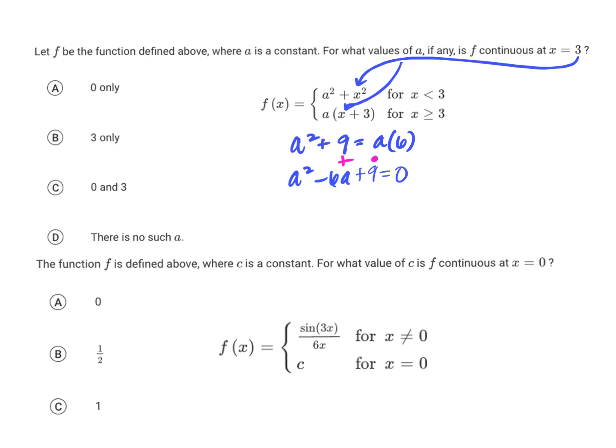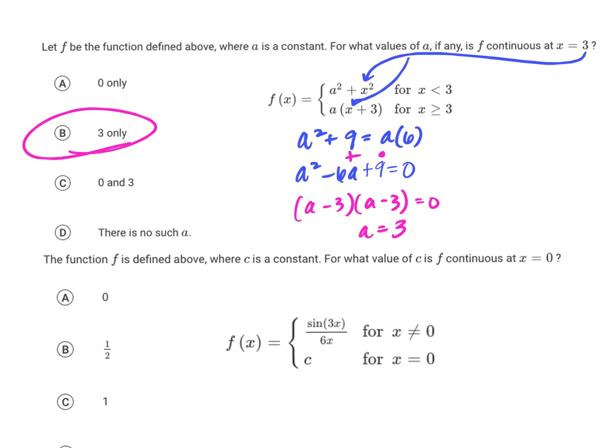Multiplies to be 9. Adds to be negative 6. Daria, you said it. Negative 3 times negative 3 multiplies to be 9. Adds to be negative 6. Therefore, A is, boom, 3 only. That's right, Sammy. Here we go. Let's take a peek at this one.